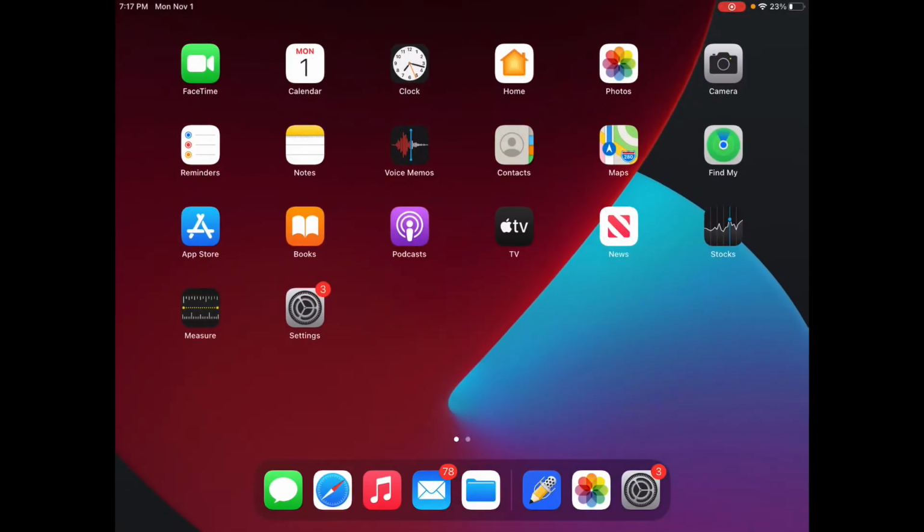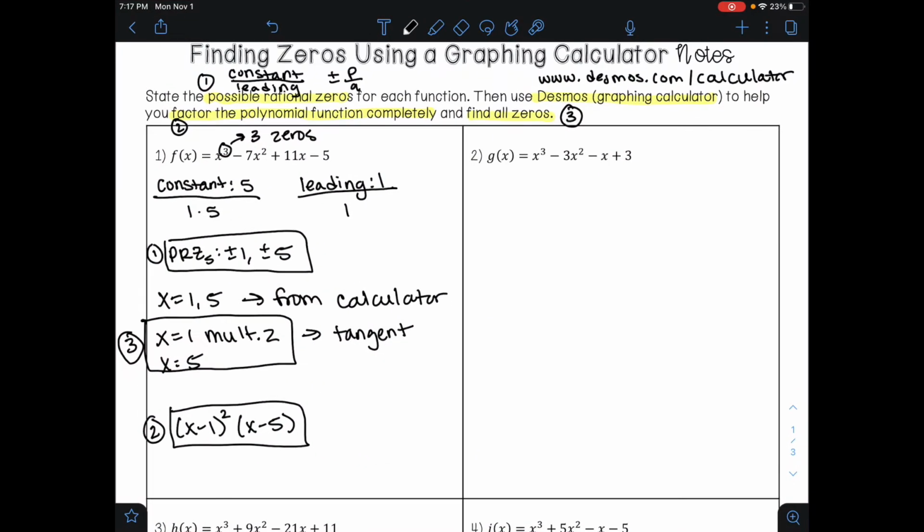Let's try this again looking at example 2. So on example 2, I have g of x equals x cubed minus 3x squared minus x plus 3. My highest exponent is 3, so that tells me I'm going to have 3 solutions, or 3 zeros. We always want to begin by finding our possible rational zeros, so that's what I'm going to do, constant divided by leading.